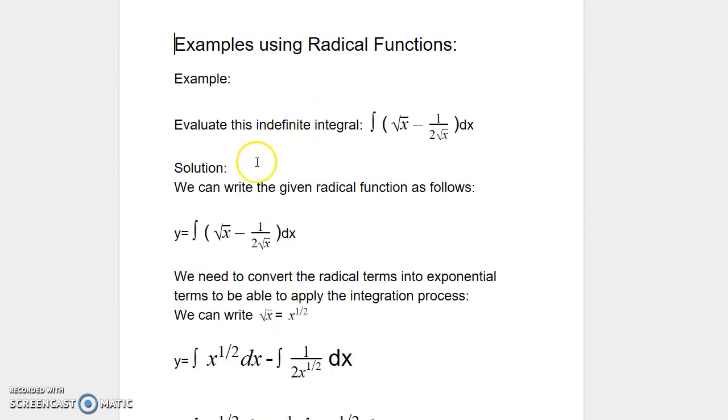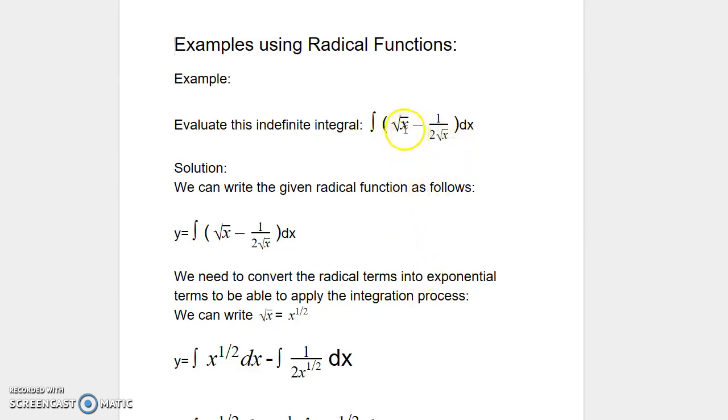Let us look at an example. We want to evaluate this indefinite integral: square root of x minus 1 over 2 square root of x dx. We have some radical terms in the given example problem.